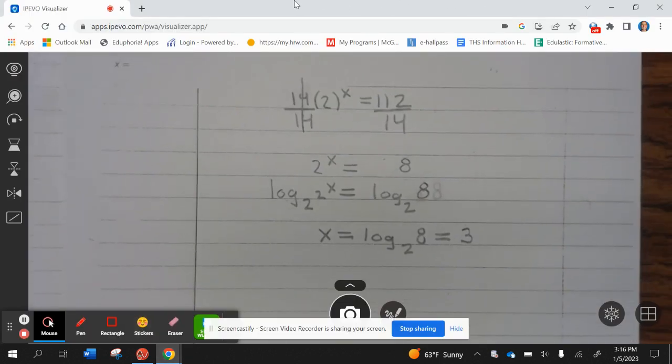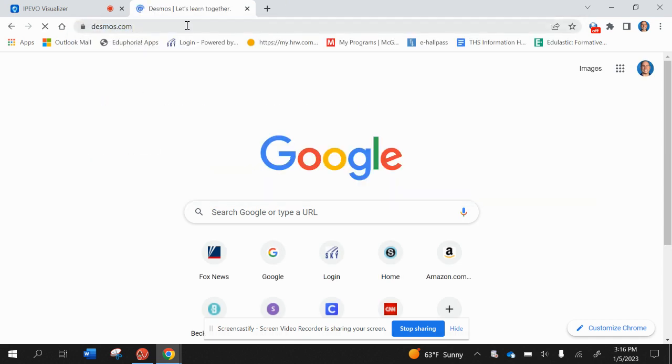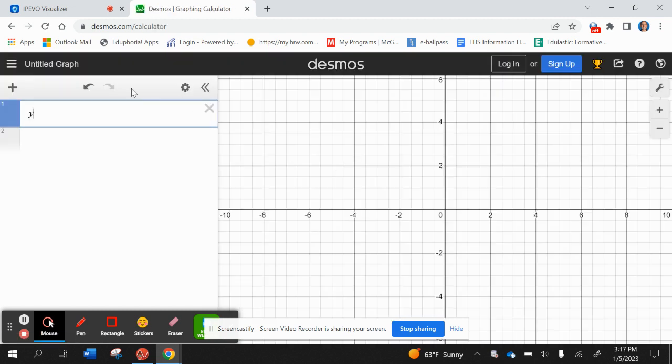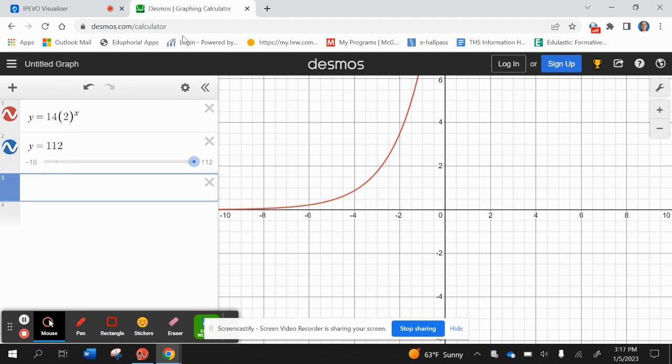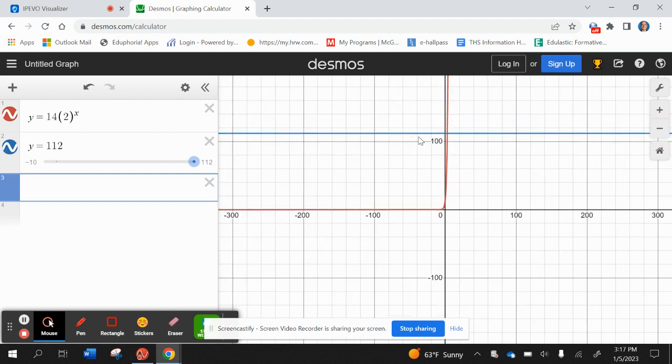Now, let's look at this graphically. So I'm going to add a tab here, go to desmos.com, go to graphing calculator. Now, we're going to graph the left side. So we're going to graph y equals 14 parentheses 2 to the x. Enter. And then we're going to graph y equals 112. Now I'm going to zoom out. It's going to take a while because we're trying to get to 112. We click at the point of intersection, and we can see our x value is 3, which is our solution.